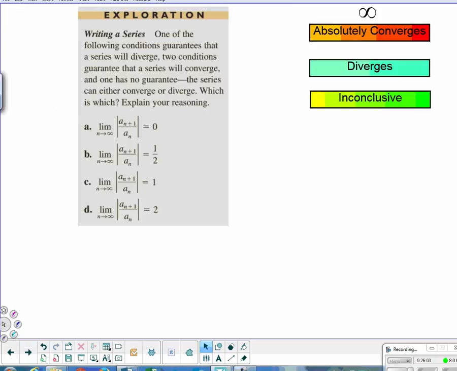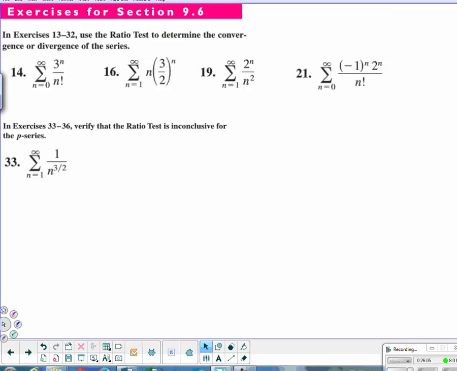I should show you too that you will end up with a homework assignment of these particular problems using the ratio test.